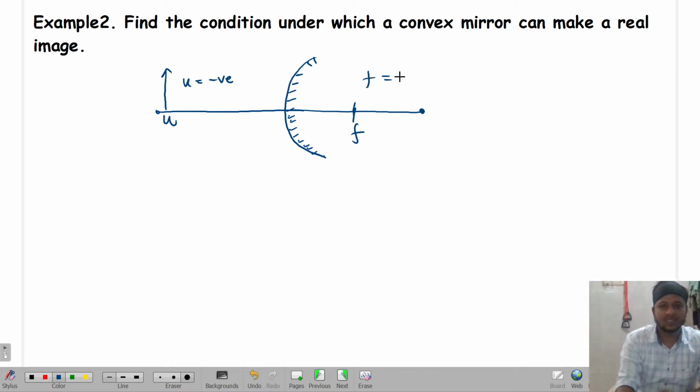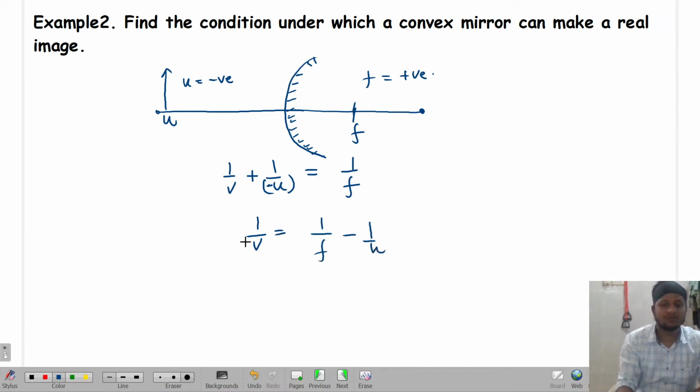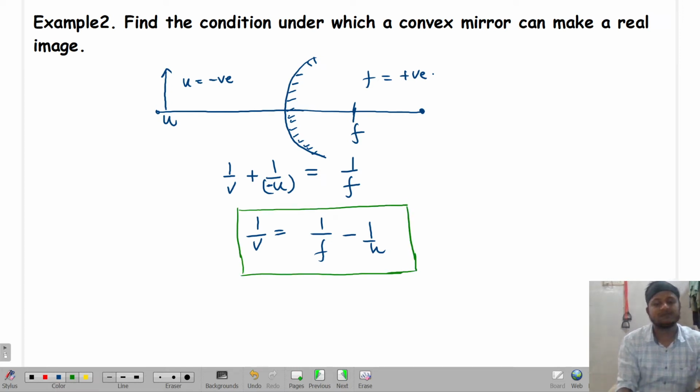And the focal length should be positive for that. So 1 by v minus 1 by u, like plus of minus u, is equal to 1 by f. So to get a real image, 1 by v should be 1 by f minus 1 by u. This is your answer, and this is your condition to form a real image: the focal length should be positive, u should be negative.